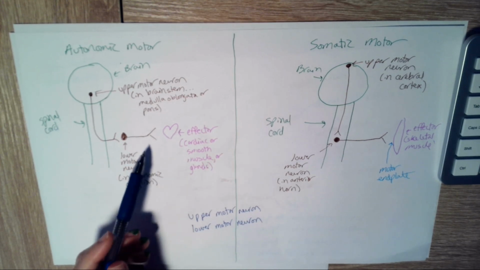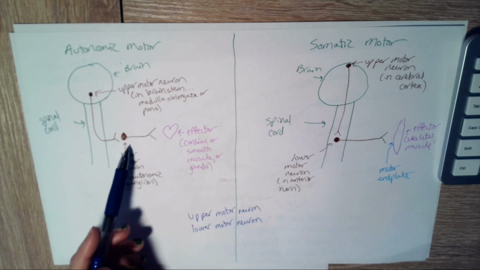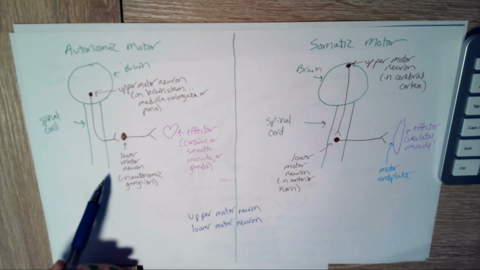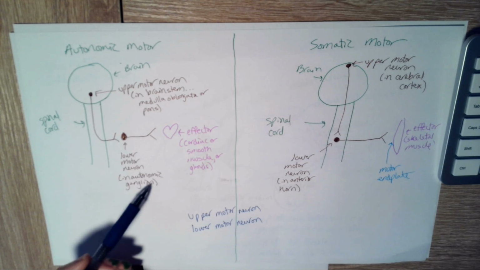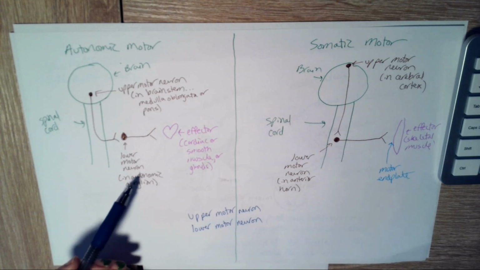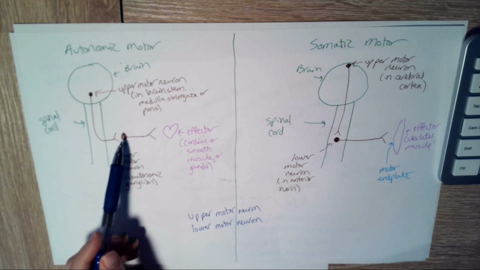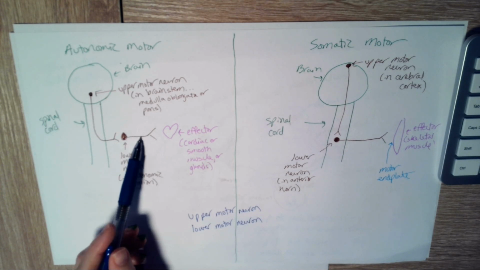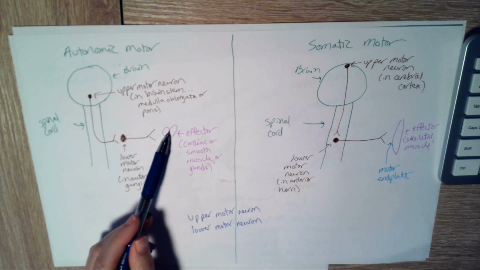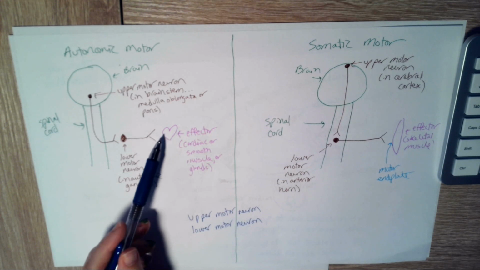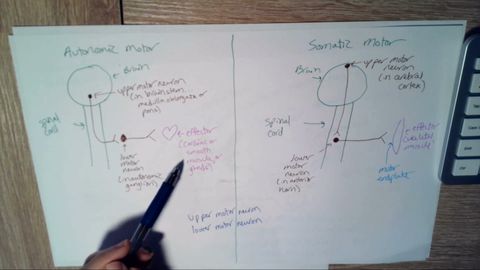So there's a couple of different places this lower motor neuron could be, but it's always going to be in a group of other lower motor neurons, so it's always in a ganglion, and they're always all autonomic, so that's why it's called an autonomic ganglion. It will never be in the spinal cord. Then that lower motor neuron, its cell body in the ganglion, its axon goes out, and it goes towards the effector, which will be cardiac muscle, which we have here, smooth muscle, or a gland.